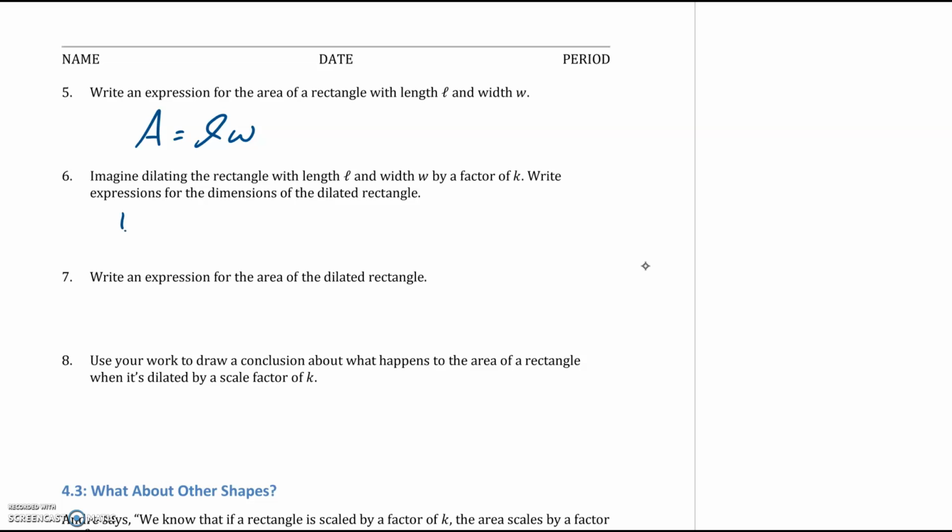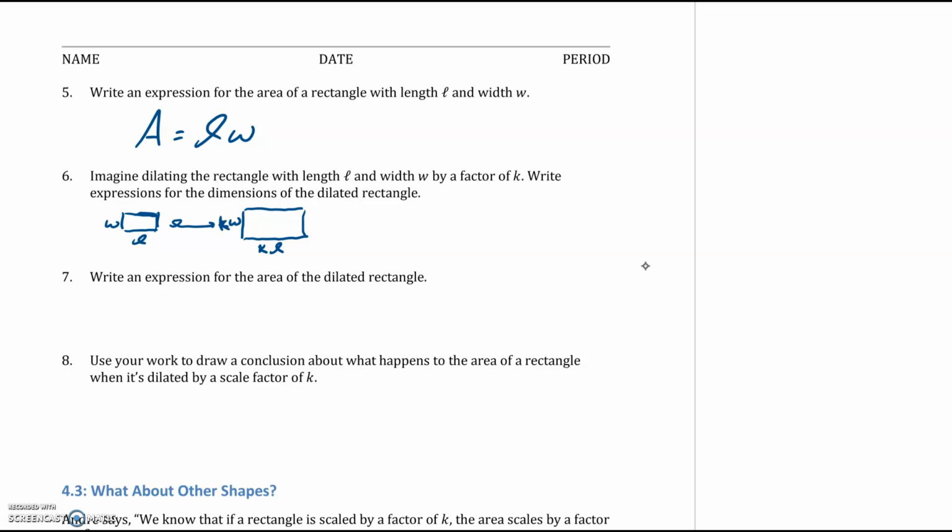So let's first take a look. Here's kind of what our original rectangle looks like. Now we're going to dilate this, and let's suppose K is greater than 1, so that means our rectangle is getting bigger. How much bigger? Well, the length is now K times whatever the original length was, and our width is now K times whatever the original width was.